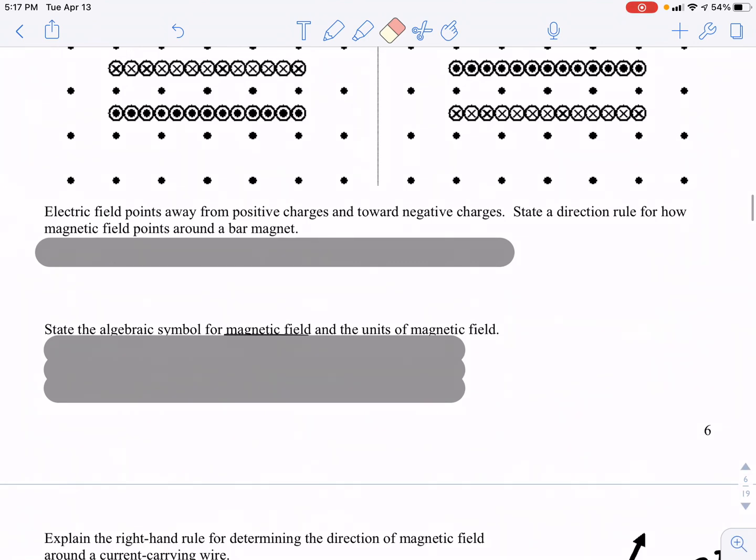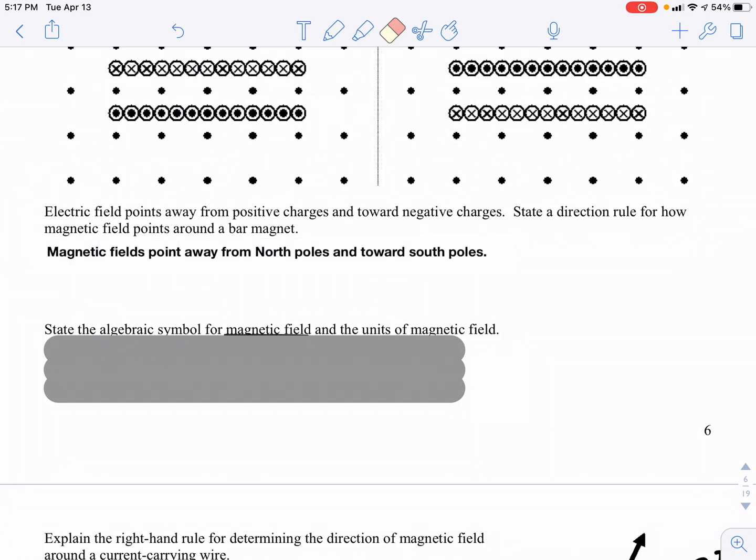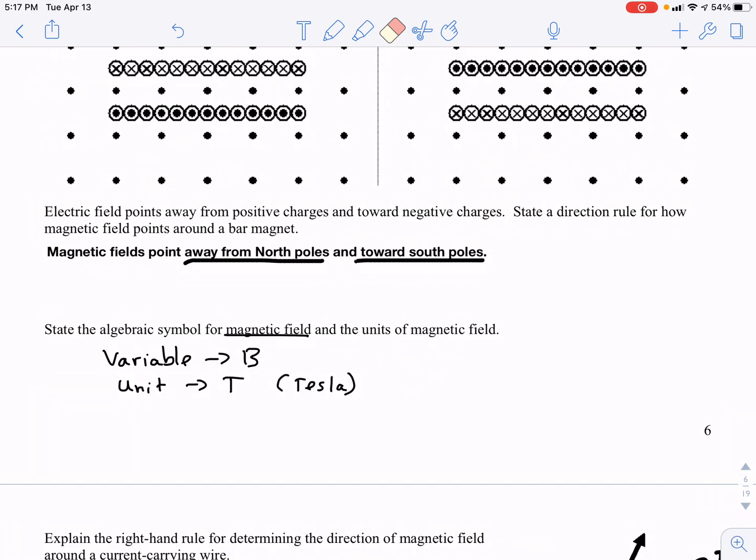The electric field always points away from positive charges and towards negative charges. State a rule for how magnetic fields point around a bar magnet. Well, as we discussed earlier, magnetic fields point away from north poles and toward south poles. State the algebraic symbol for magnetic field and the units of magnetic field. Well, the variable is the letter B, and the unit is a capital T, which stands for Tesla.